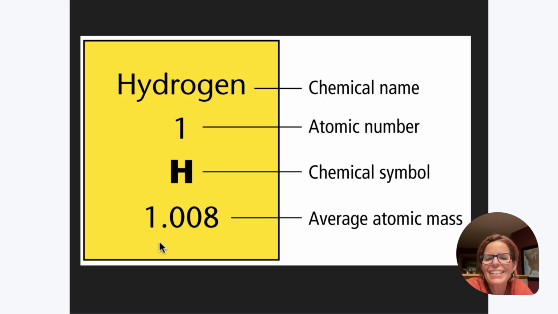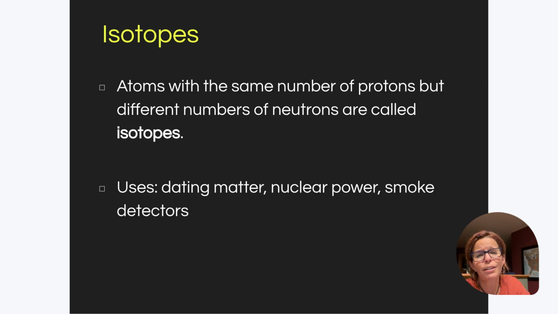Now, take a look at this card. Notice that this time the atomic number is on top, so it's arranged differently on different periodic tables. And down here, this is the average atomic mass. It's got a decimal. That's not protons plus neutrons. There's something more going on, and we're going to figure that out. So first we have to learn what an isotope is.